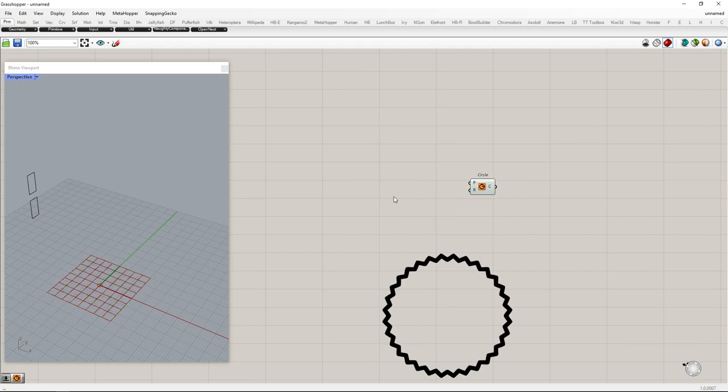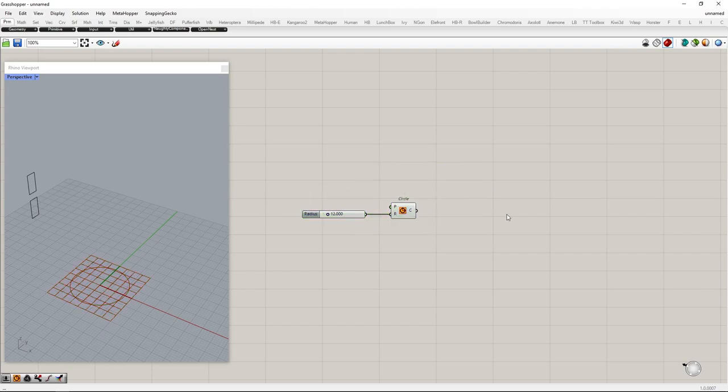The first goal is to make this base. It's like a zigzag shape. I start with a circle. Using a component called divide curve, I can divide the circle into equally spaced points.